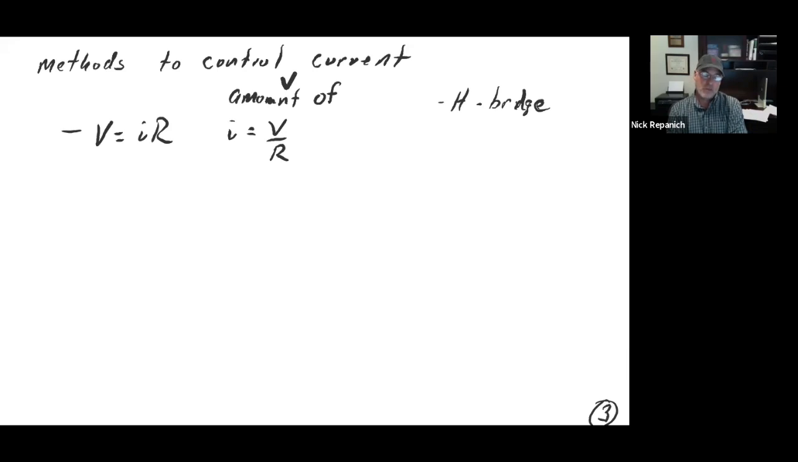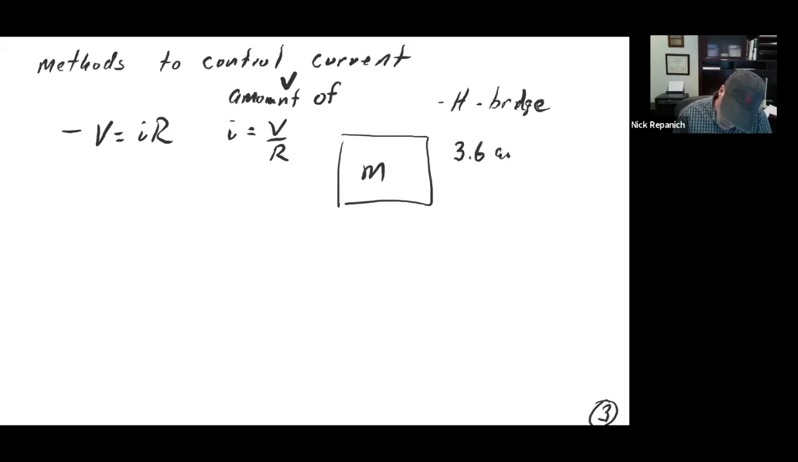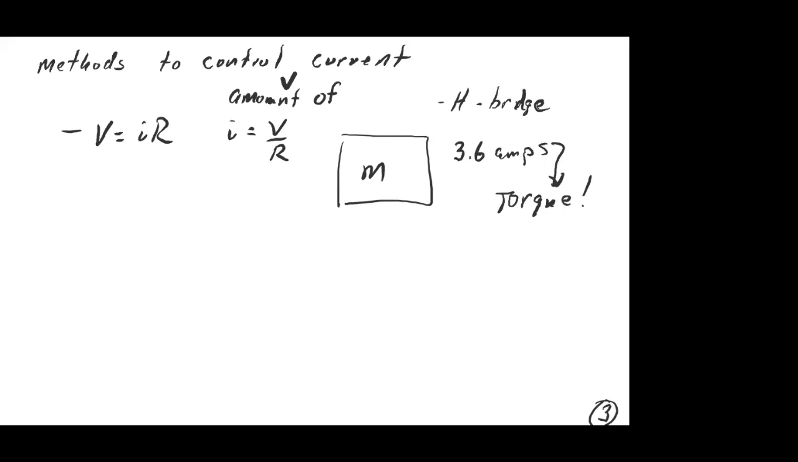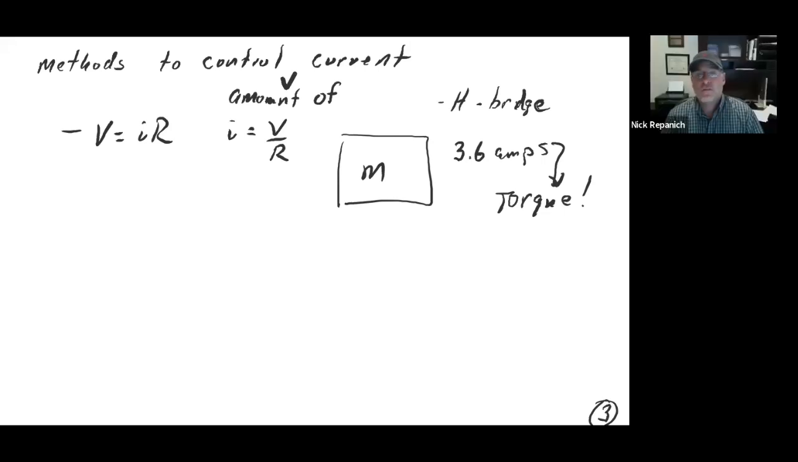So now it's up to you to control the amount of current. Let's say you choose a motor. Here's our motor, and the motor needs 3.6 amps to go through it. And that gives you torque. So what if you gave it 3.8 amps? What's going to happen? Have more torque? It would have more torque because it's an electromagnet.